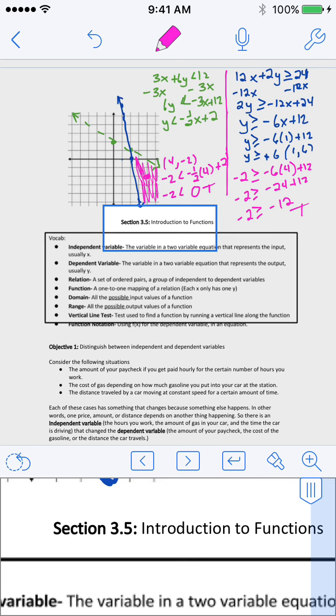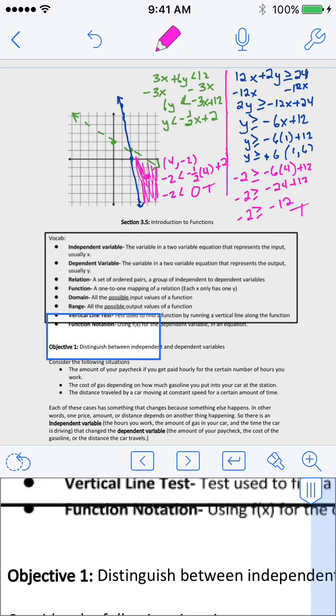All right, 3.5, Introduction to Functions. So, we've been talking a whole bunch about equations, right? Equations and some inequalities like we did last time. But now we're going to talk about functions, and functions are essentially equations that are more special. They're basically equations that have special properties to them. And we're going to start back at the basics.